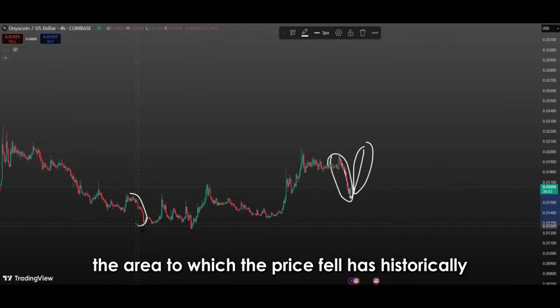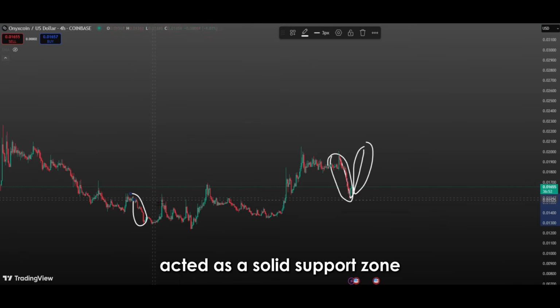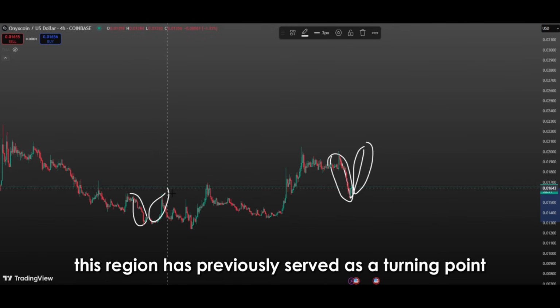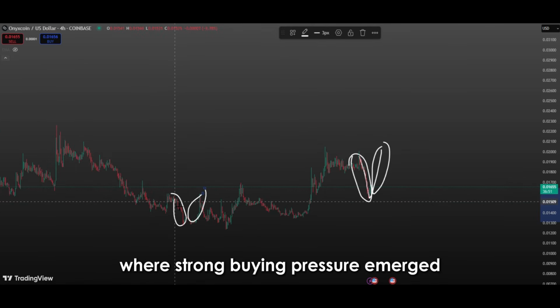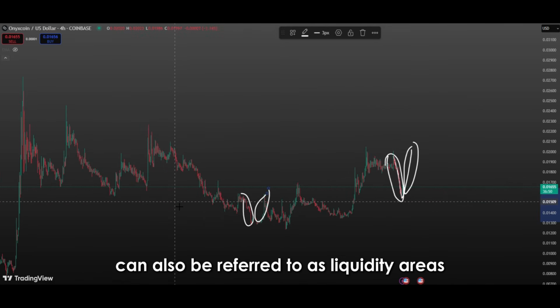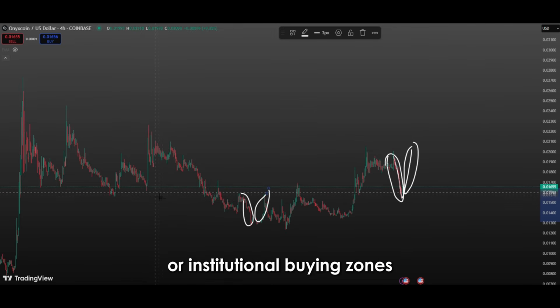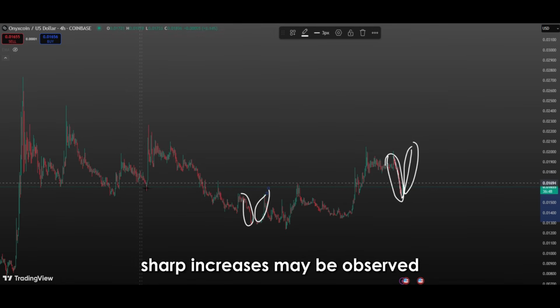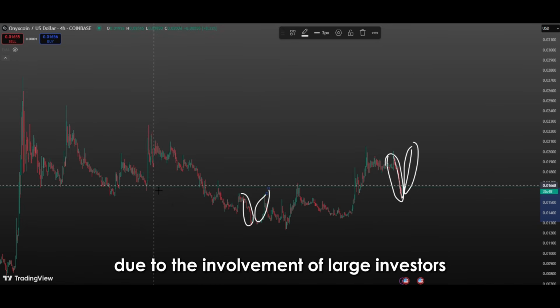Additionally, the area to which the price fell has historically acted as a solid support zone, having been tested multiple times in the past. This region has previously served as a turning point where strong buying pressure emerged. These types of zones can also be referred to as liquidity areas or institutional buying zones in technical analysis. When price reaches these levels, sharp increases may be observed due to the involvement of large investors.